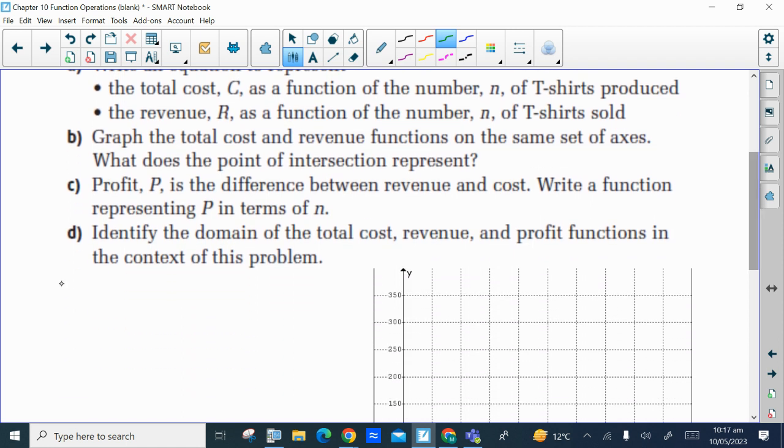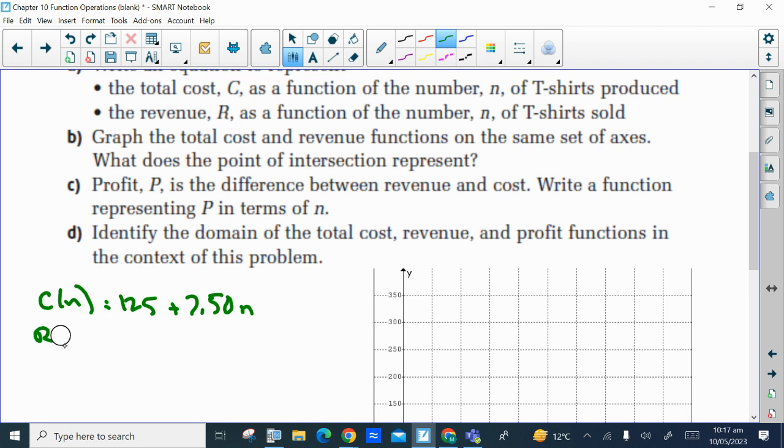So our cost function, C of n, there's $125 in fixed costs. That'd be like a setup fee. And then the company charges $7.50 per t-shirt that they make. So if we let n equal the number of t-shirts, it'll be 125 plus 7.5n.